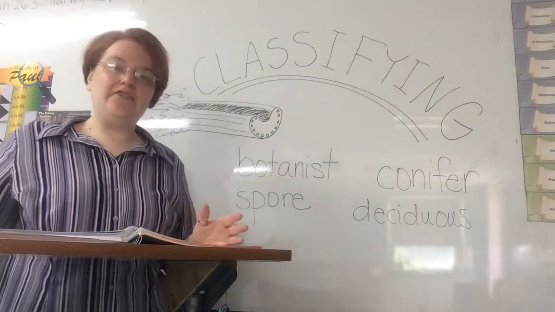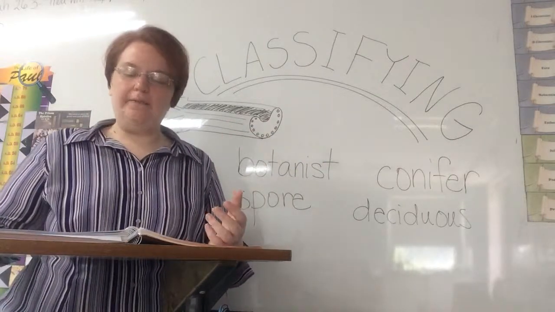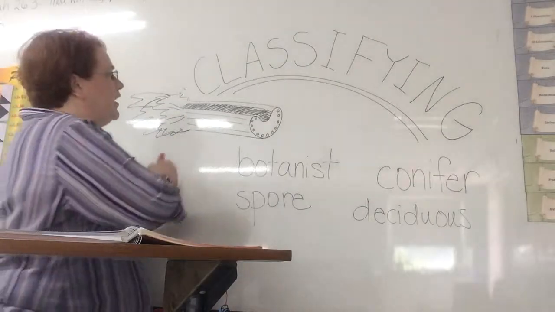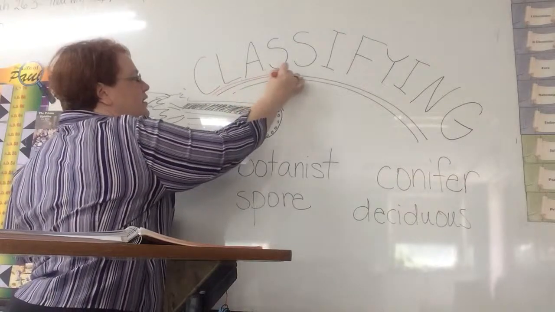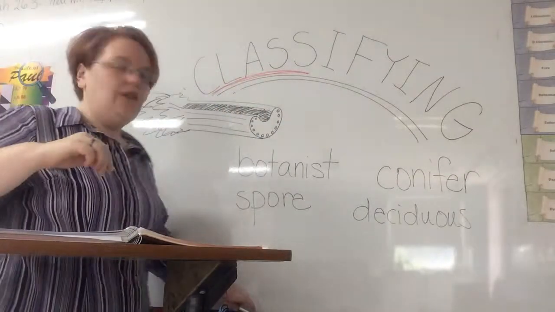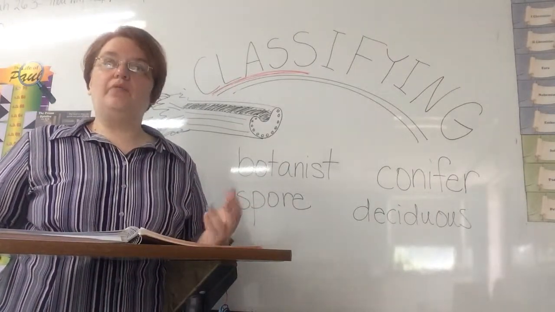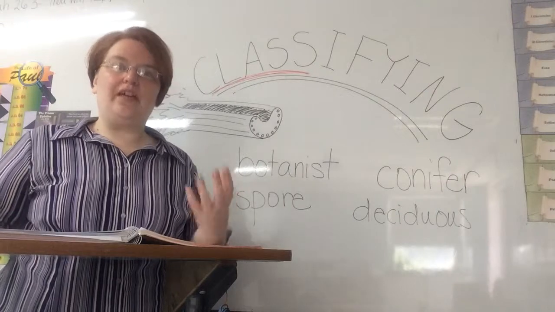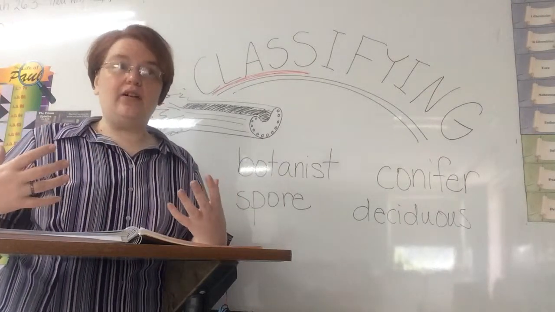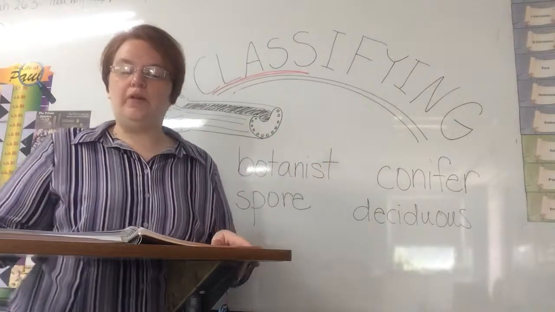In order to classify something, or to have classification or classifying, the root word is, and we can underline that in red, the root word is class. And when we think of the word class, we think of a group of people. Usually when we have a class of students, it means that all the students in there are the same age. Therefore, they are a class or a group of people.